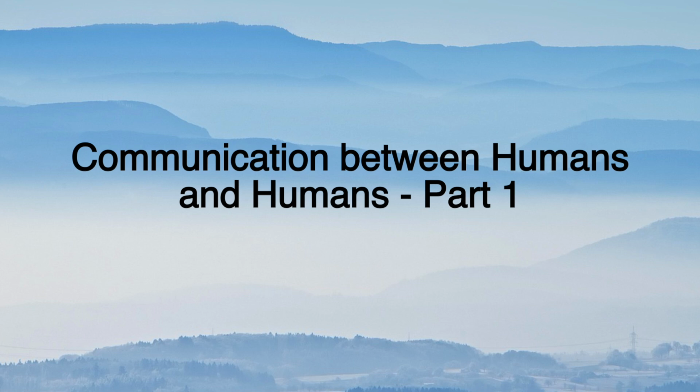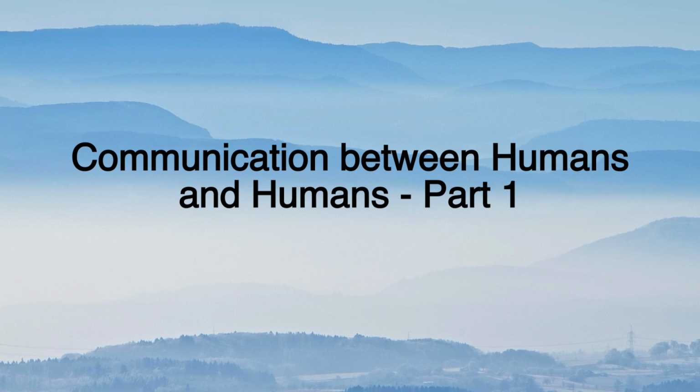Step 4. Vibration of the eardrum. The sound waves cause the eardrum to vibrate. These vibrations correspond to the frequency and amplitude of the incoming sound waves. Number 5. Transmission through the middle ear. The vibrations from the eardrum are transferred to 3 tiny bones in the middle ear known as ossicles. These bones amplify and transmit the vibrations to the inner ear.